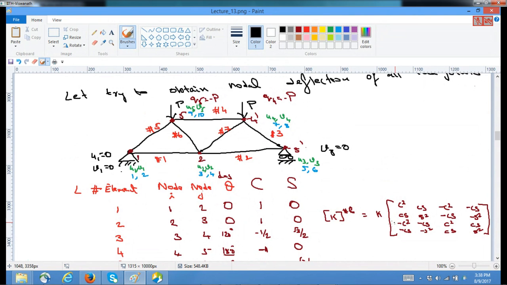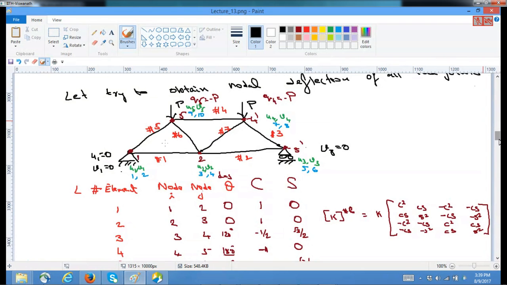Once we have the stiffness matrix, we can handle any truss problem. So for that, we have taken this example. In this example, we have 7 members and each member has a different inclination. So first we created an element connectivity table for the problem under consideration.